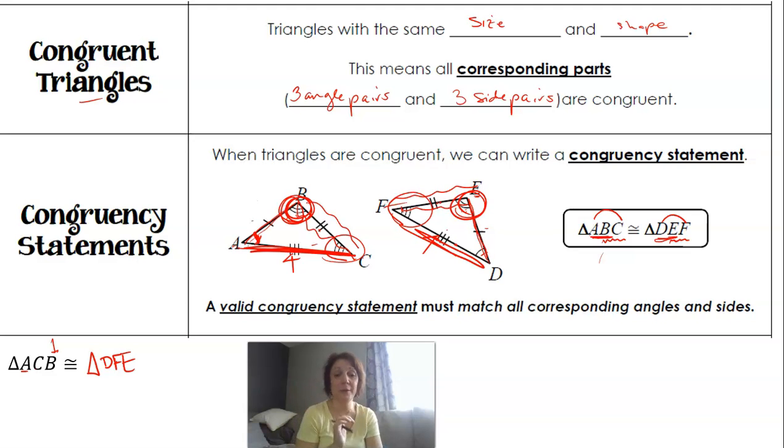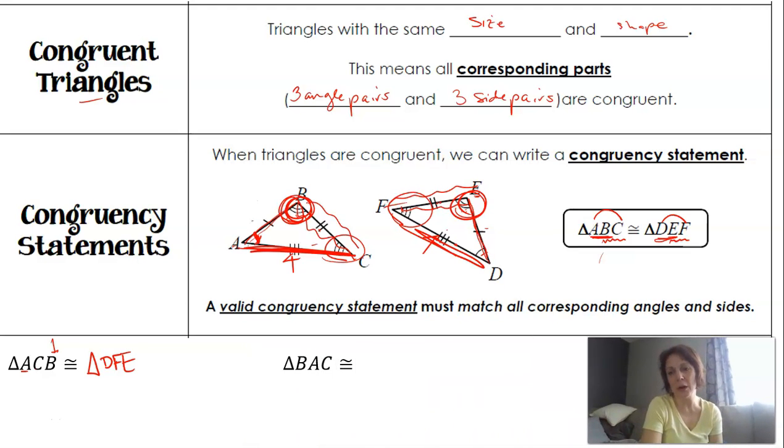All right, so I'm going to give you another triangle, and I want you to give me the rest of the congruency statement. Okay, so write me the congruency statement for triangle BAC. What triangle is that congruent to? BAC.